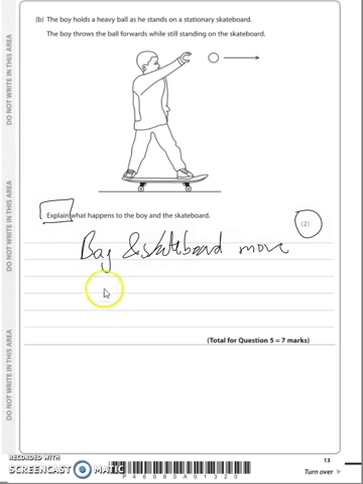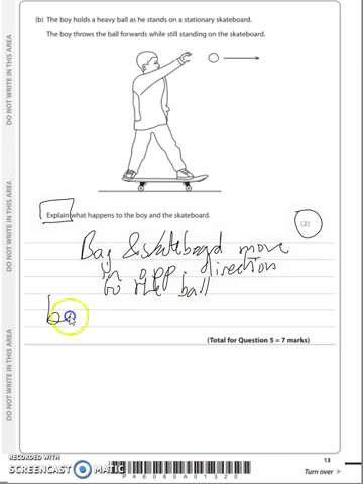move in opposite direction. Now, you could put backwards there as well. You could make it really clear, opposite direction to the ball. Make it really clear that they're moving in the opposite direction to the ball. Why? That word because it's an explain question, because of conservation of momentum.